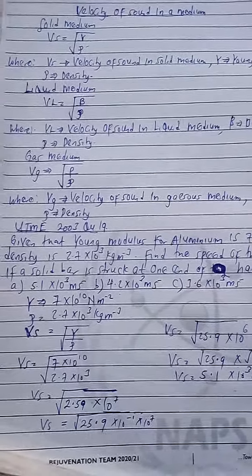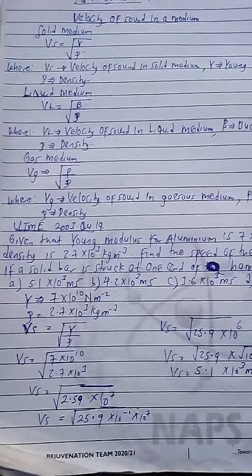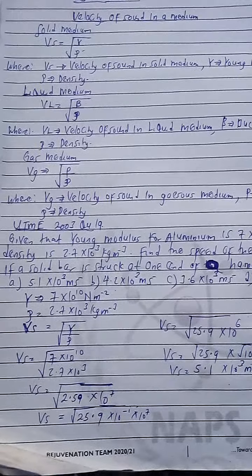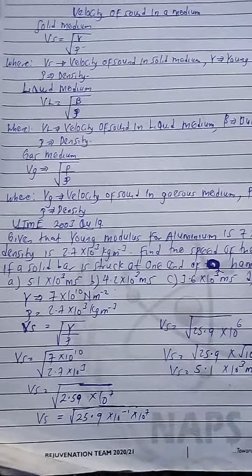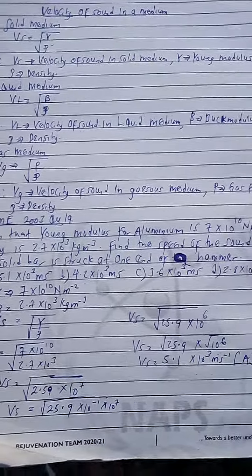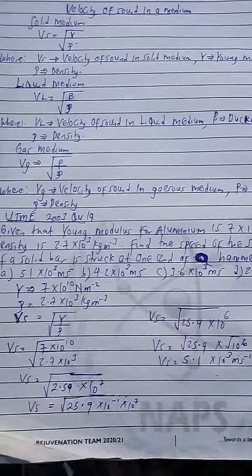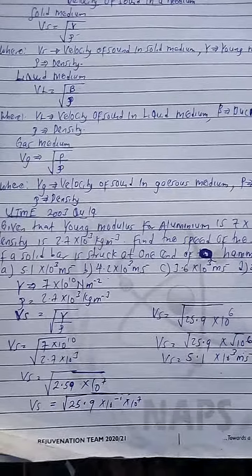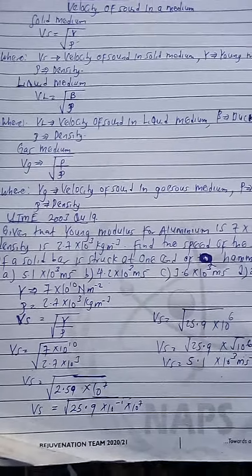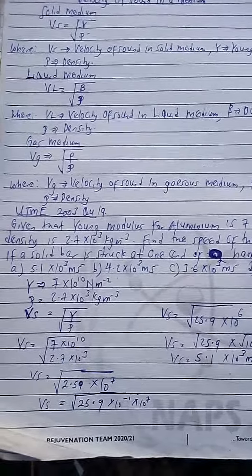In a liquid medium, the velocity of sound in a liquid medium is equal to the square root of bulk modulus over density, where VL represents the velocity of sound in a liquid medium, B represents the bulk modulus, and rho represents the density. So the velocity of sound in a liquid medium is equal to the square root of bulk modulus over density.